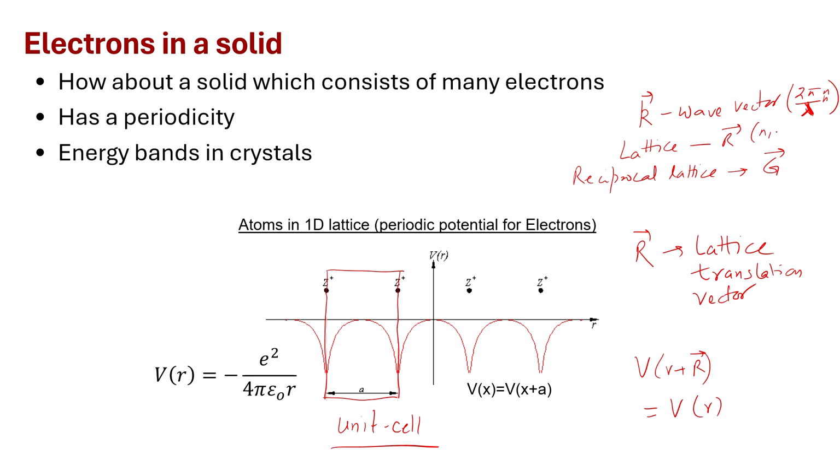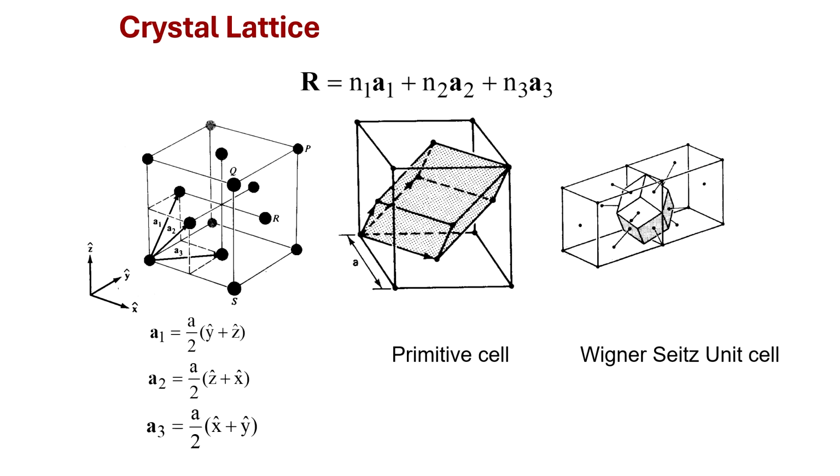So, R can be written as N1 A1 plus N2 A2 plus N3 A3, a lattice vector in the A1 A2 A3 axes with N1 N2 N3 translations. G, on the other hand, can be written as M1 B1 plus M2 B2 plus M3 B3. And here B1, B2, B3 are reciprocal lattice vectors. So, B1 is a reciprocal lattice vector, which is written as 2 pi divided by A into B. So, let us look at what this is.